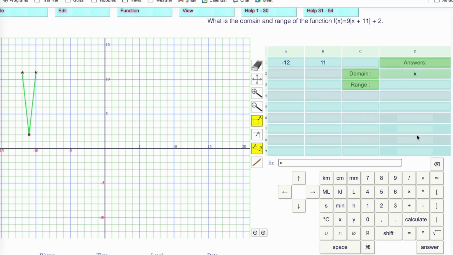The domain is x is a member of all the reals. It's going to keep going to the left, and it's going to keep going to the right forever. The range: y is a member of, from this lowest point all the way up, from 2, accept bracket on 2, all the way to infinity, and then reject bracket around infinity. Then we press answer to see if we're right.